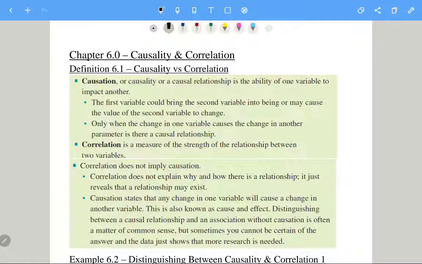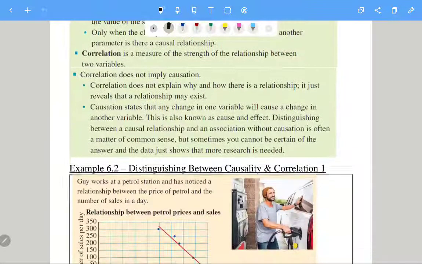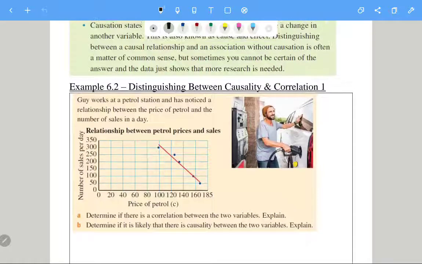So today we're going to have a look at causality and correlation. These are not the same thing. Correlation just means that two variables have some kind of association with them. Causality means that one of these variables directly affects the other. So let's have a look at an example and see whether we think they are just related in some way, or does one actually affect the other?